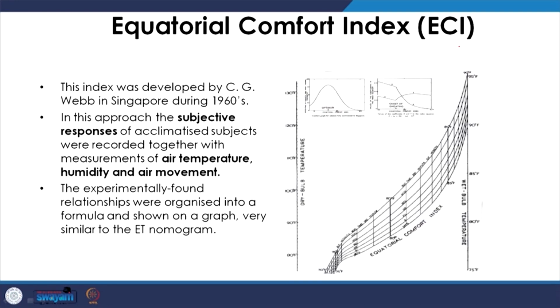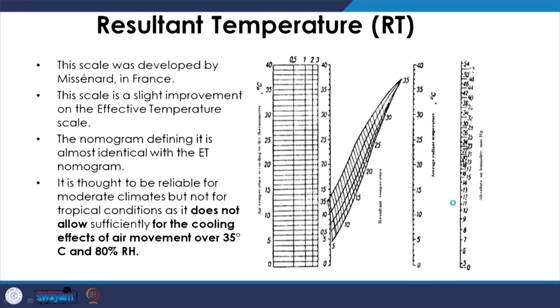And here the subjective responses, and these responses were acclimatized. So, this Equatorial Comfort Index was based upon equatorial tropical subjects, and they took into account the air temperature, humidity, air movement, and then recorded the subjective responses. And this was organized very similarly to the effective temperature nomogram, where we have dry bulb temperature, wet bulb temperature, and humidity and air movement put together, resulting in an equatorial comfort index.